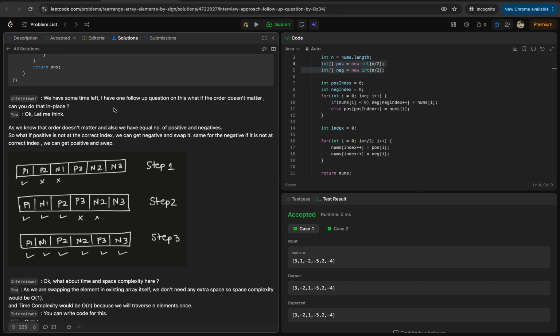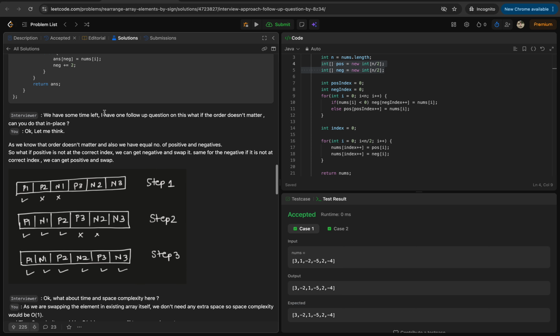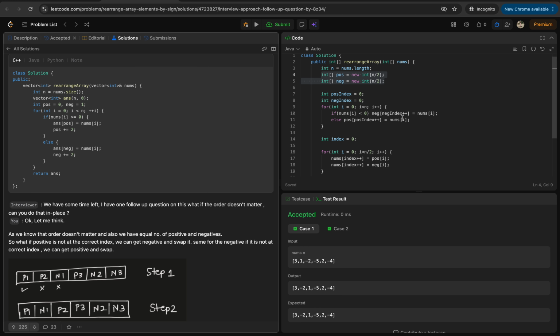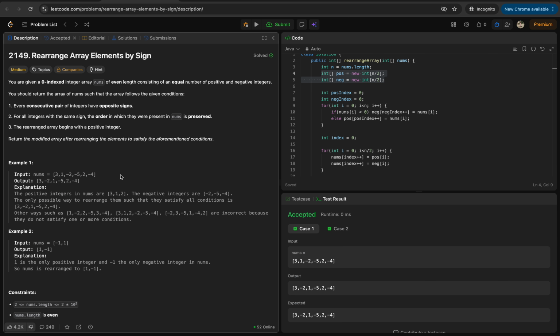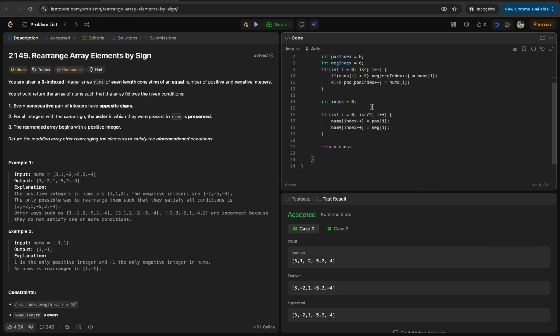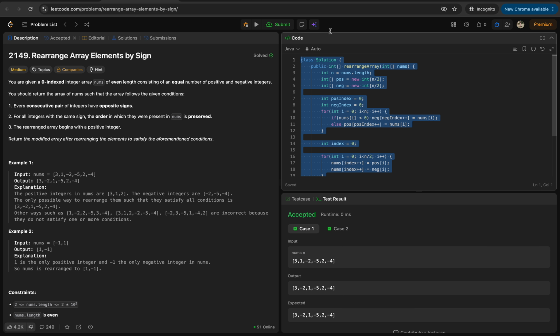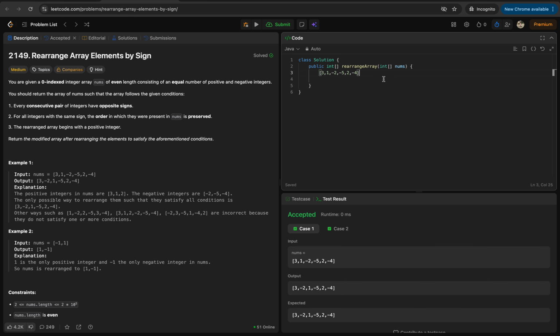We have some time left. I have one follow-up question on this. What if the order doesn't matter? Can you do it in place? Yeah, if order doesn't matter, then I think we can do it in place. So let's say, I'm not looking at the solution right now, let's say this is the array and they are saying that order doesn't matter.